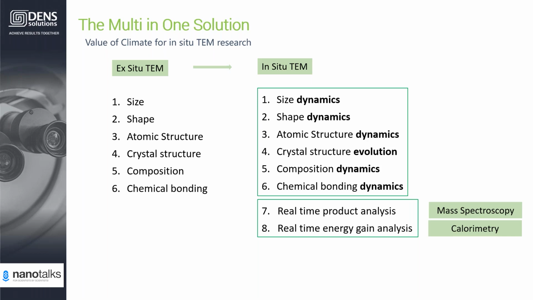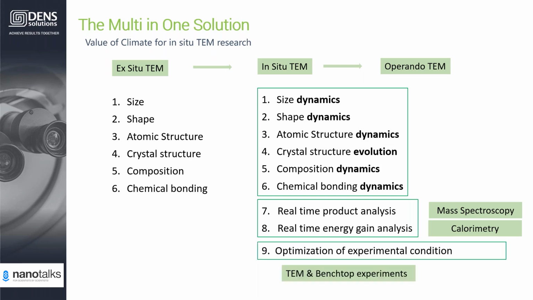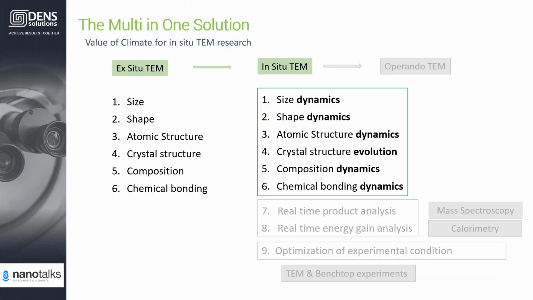That is to say, the catalyst performance can be correlated with process and structure. We realized the move from in situ to operando. Besides, our software and modular hardware design make it possible for experimental optimization to be done on the benchtop. I will first start with in situ applications and come to the other points later on.